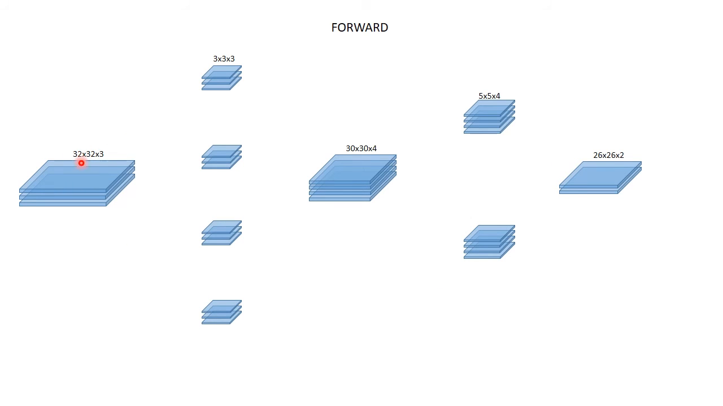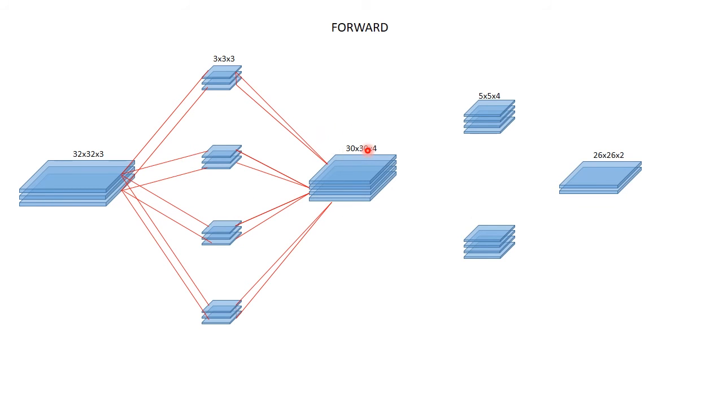A 32 by 32 by 3 input is convolved with 4 kernels of 3 by 3 by 3 to produce an output of 30 by 30 by 4 in the first layer. Do not forget bias and ReLU. Then this output is convolved as an input with the 2 kernels of 5 by 5 by 4 in the second layer to finally get a 26 by 26 by 2 final output for the whole network. Again, bias and ReLU were assumed in the calculation.